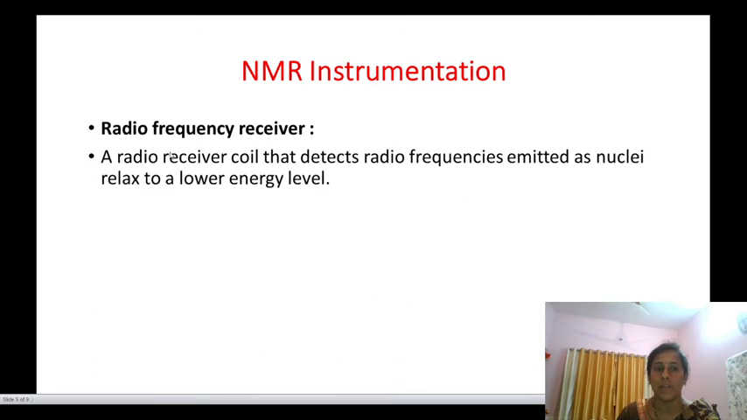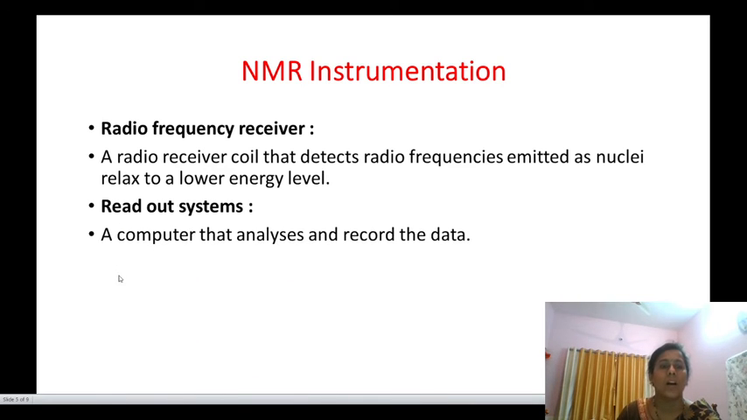Now, in NMR instrumentation, the next point is the radio frequency receiver. A radio receiver coil that detects radio frequencies emitted as nuclei relax to the lower energy level. Last is the readout system. A computer that analyzes and records data is called the readout system.